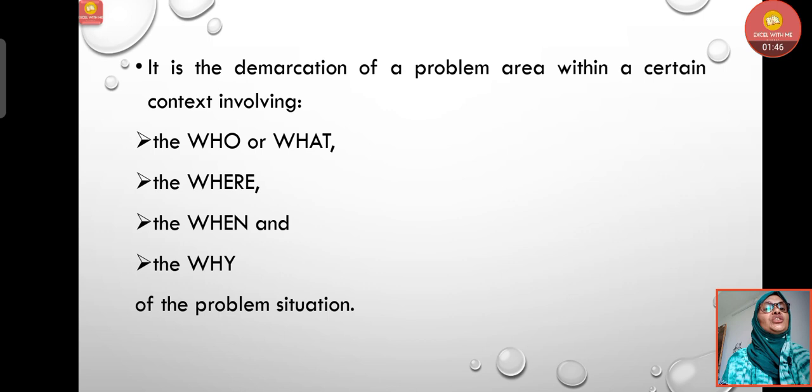It is the demarcation of a problem area within a certain context, involving the who or what, the where, the when and the why of the problem situation. This is the demarcation of any problem area related to a certain context. What does it involve? Who or what? Who are the subjects or the population of the sample, and what are we going to do with them? Then where? Which area are you going to take up those samples or the subjects? Then when? At which point of time are you going to conduct any observation or interview, or any statistical methods you will apply? Then why? What is the reason behind your selection of a certain challenging problem or situation or the statement? So these are all the situations which lead to work upon any problem situation.